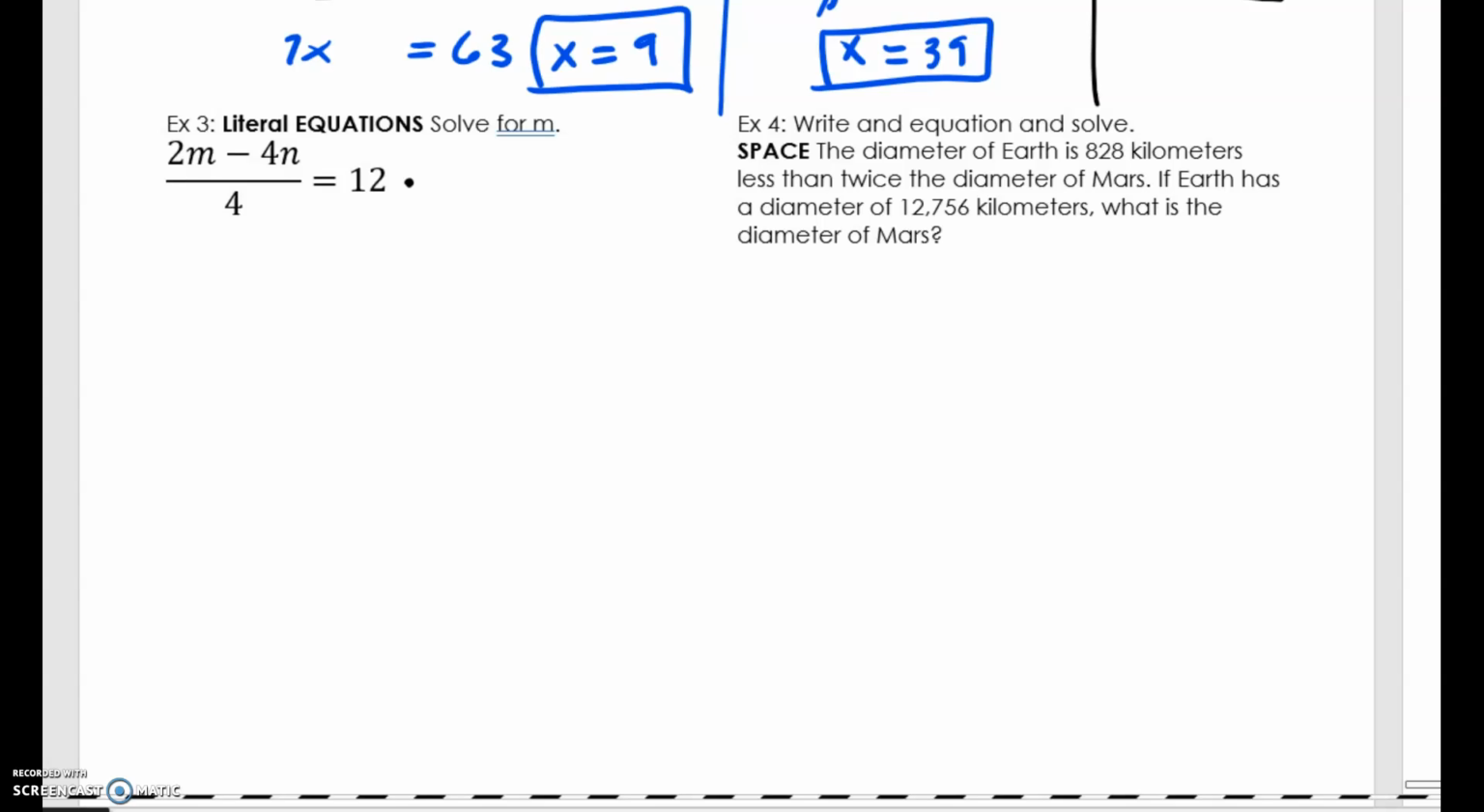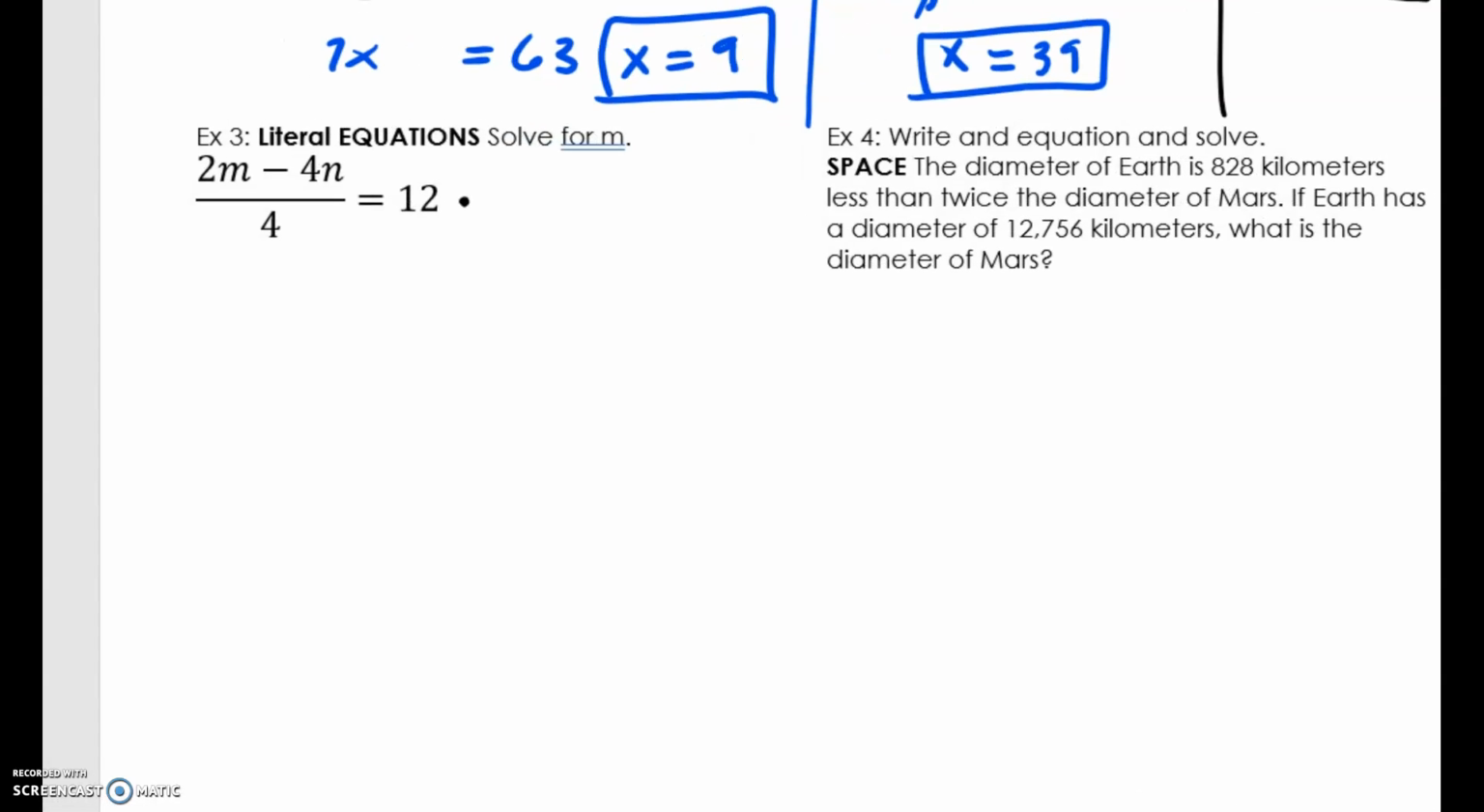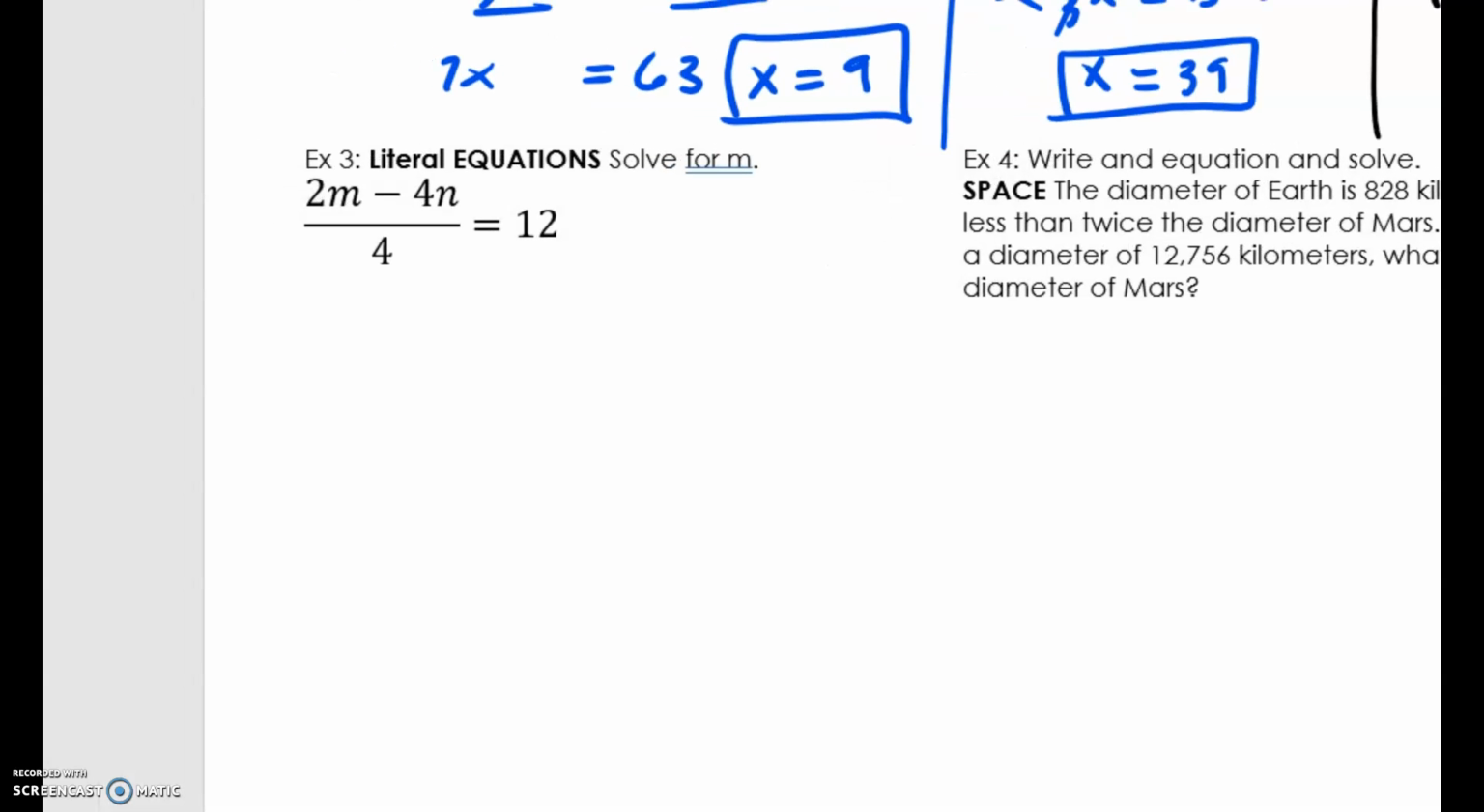Example 3 is a literal equation. A literal equation means that you have multiple variables and you're trying to isolate one of the variables. So you can see in example 3 we have an m and an n, and we're going to start off by solving for m. Let's see if we can get m by itself. Since this left-hand side is being divided by 4, let's get rid of that. Let's multiply both sides by 4.